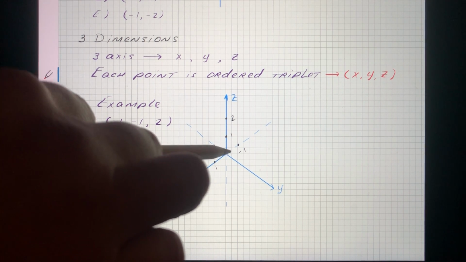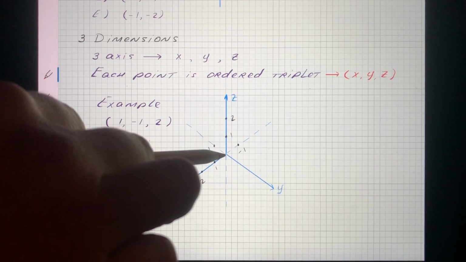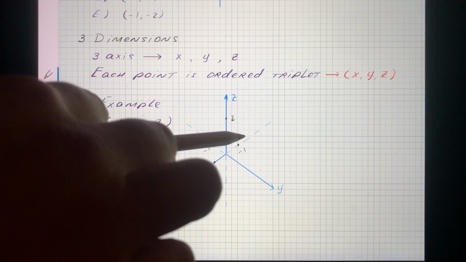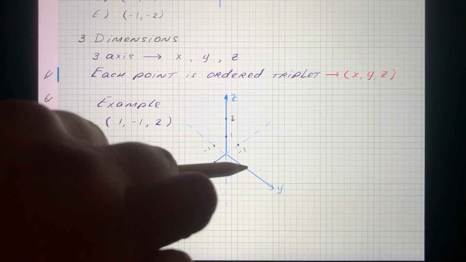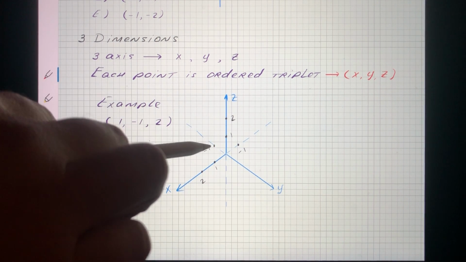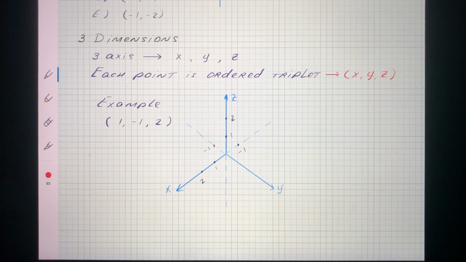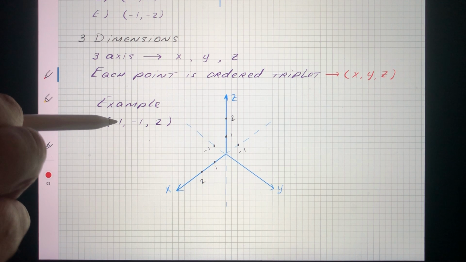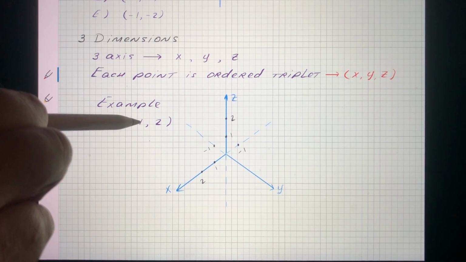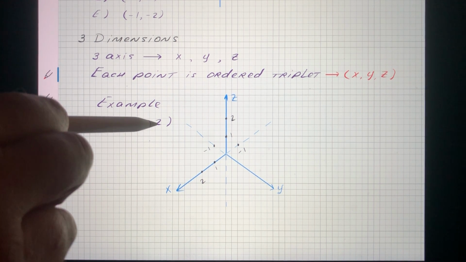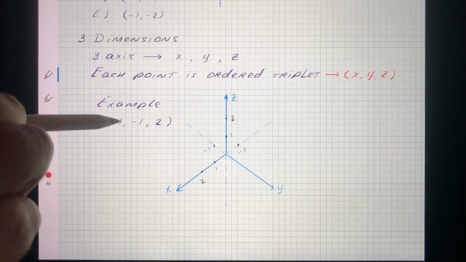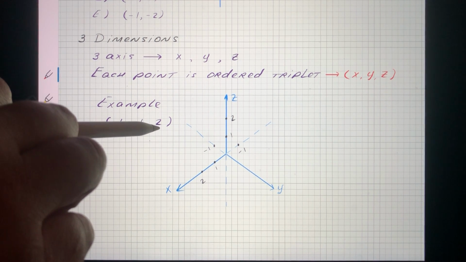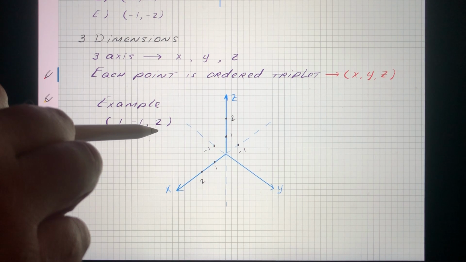Facing forward, that's x, positive. Going backwards is x, negative. Forward is positive y. Backwards is negative y. So to plot this point 1, -1, 2, we begin with the x being 1, then y is -1, then z is +2, and that's where we stop.